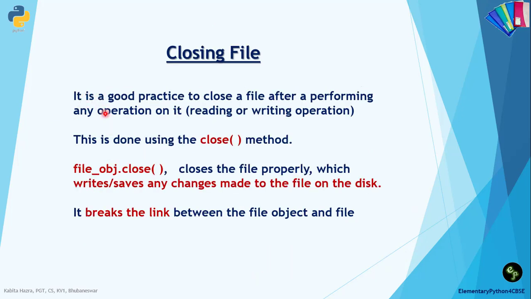Closing a file: we know that it's a good practice to close a file after performing any operation on it, whether we are reading or writing. After the operation, we should close the file. This can be done using the close method, and the close method has to be used with the file object: file object dot close. This closes the file properly, and this is important because the closing operation writes or saves any changes that are made to the file on the disk. This close operation breaks the link between the file object and the file.